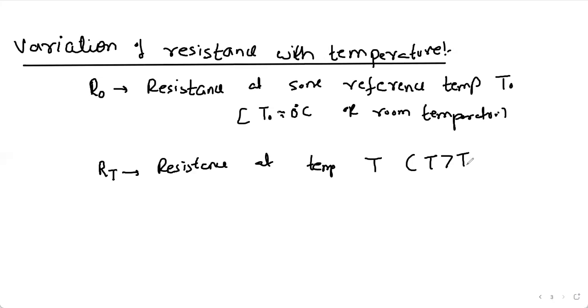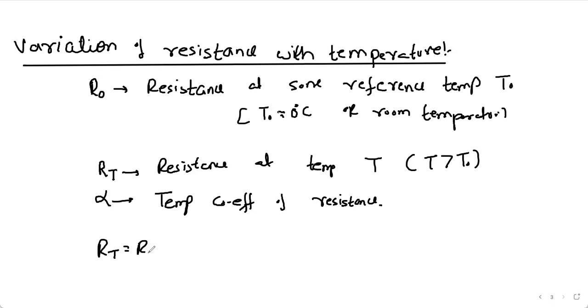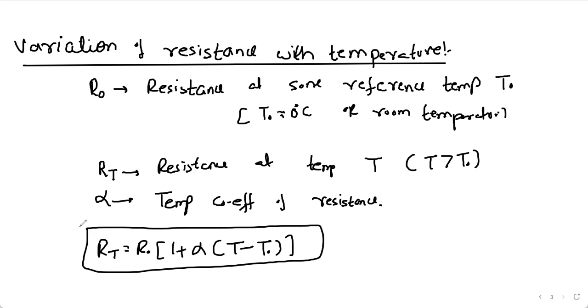Where T is greater than T naught. I will use a constant alpha, which is known as the temperature coefficient of resistance. So at temperature T, the resistance can be written as R equals R naught times 1 plus alpha times T minus T naught. This is the resistance at temperature T. Alpha is the temperature coefficient of resistance.